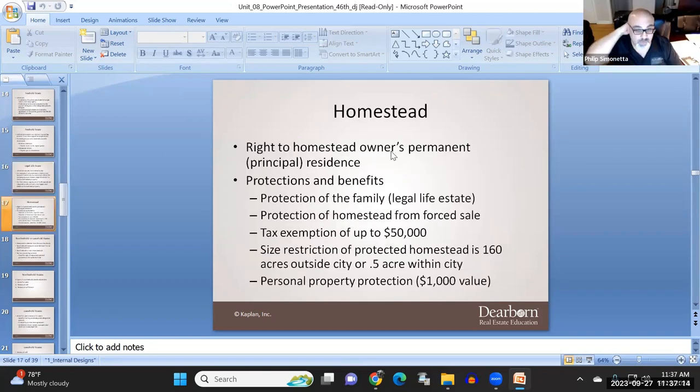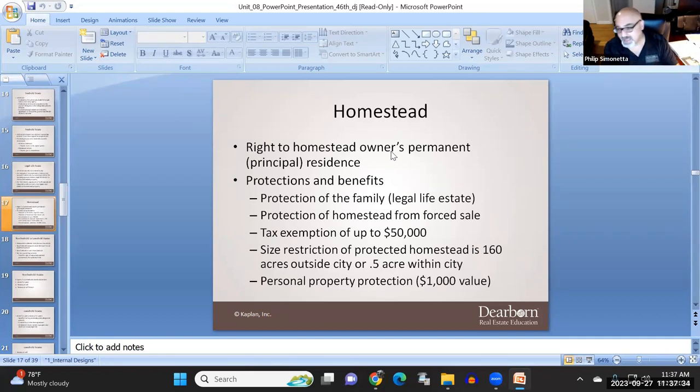So let's talk about homestead now. A homestead is the right to homestead the owner's permanent principal residence. And there are protections and benefits. It's protection of the family, the legal life estate. It protects your family, so that house can't be taken.